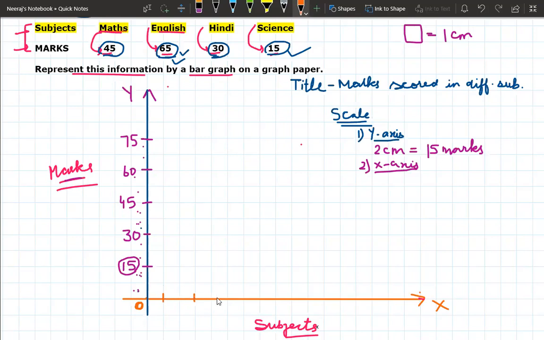You can take 3 boxes also, you can take 4 boxes also, it is your choice, but the rectangle will become broad. So it would be better if you take 2 boxes. 2 boxes are sufficient to draw a rectangular bar. So before it you have to leave one box, then two boxes for the rectangular bar, right? Then again you have to leave one box, then take two boxes for the rectangular bar, then you have to leave one box.